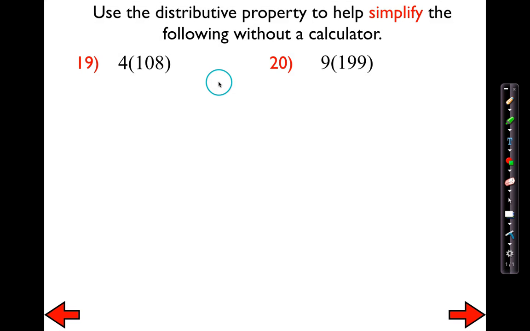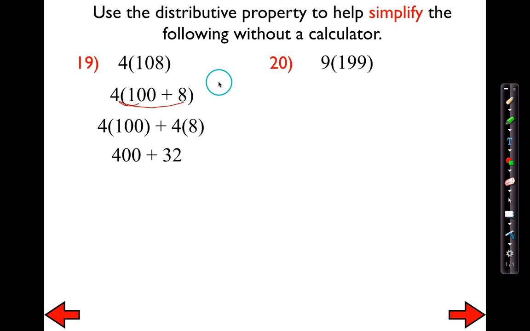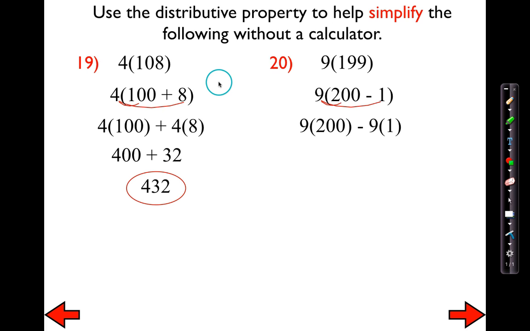Okay, so now, number 19, same idea. I can go ahead and distribute 4 times the quantity 100 plus 8. 4 times 100 plus 4 times 8 is going to give me 400 plus 32, which is 432. Number 20, same idea, except instead of saying 100 plus 90 plus 9, I might find it easier to cut 199 as 200 minus 1. So if we distribute 9 times 200 minus 9 times 1, which is 1,800 minus 9, which is 1,791. So this allows us to do mental math.